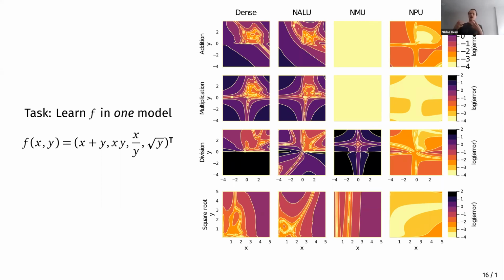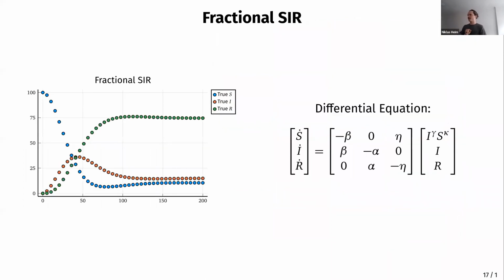And now I want to show you how you can actually use these neural arithmetic layers to build more transparent or explainable neural networks. We tried this on the example of a fractional SIR model, which might have been the reason that our paper was so popular at NIPS, right? Because we were riding the epidemiological model wave.